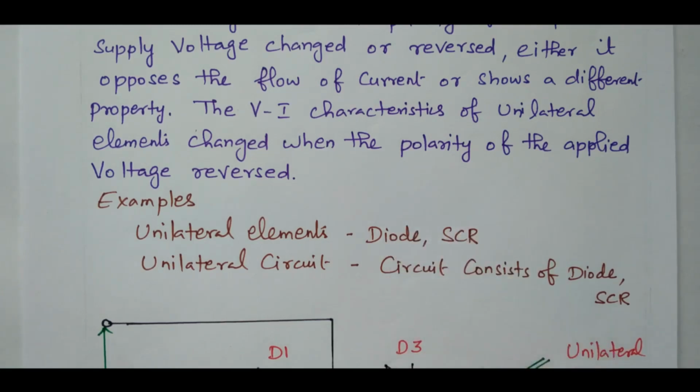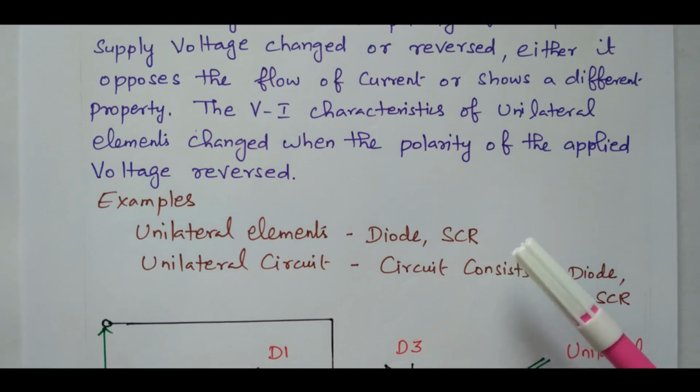Similarly, the SCR is also a very similar thing. The only difference is that you have a gate terminal. So the anode is positive with respect to the cathode. While giving the gate signal, it will start to conduct. Suppose the anode is negative with respect to the cathode, it is reverse biased. Even if you give the gate signal, it will not conduct.